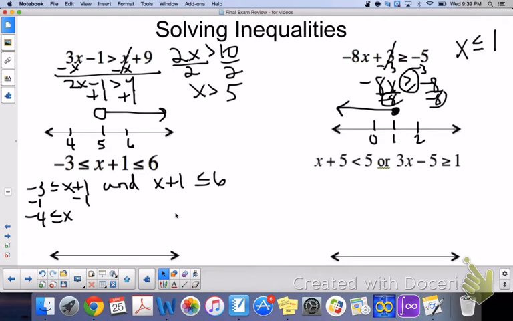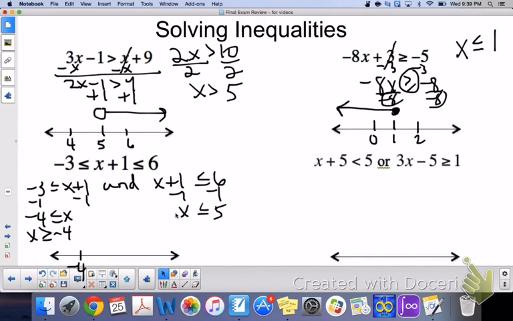Now, remember to graph it, I'm going to flip that around and say x, the bigger side is toward the x, so x is greater than or equal to negative 4. I didn't flip anything because I divided by a negative. I just moved it so my x was on the left. And then the one on the right, we subtract 1. I get x is less than or equal to 5.